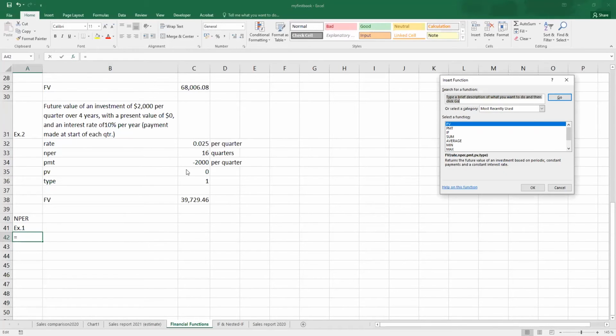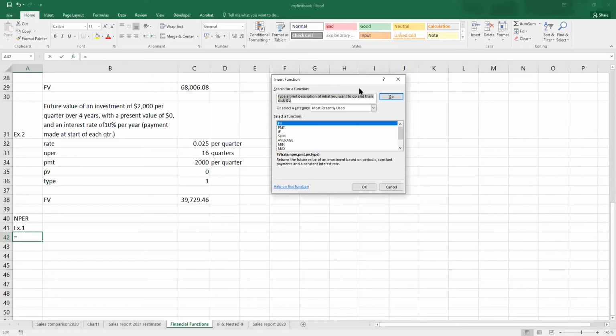When we would like to use a function and we forgot the syntax of the function, you may click on the fx button on the left hand side of the formula bar, so that the function builder window will pop up like this, and then you just type the function that you would like to use and then click go.